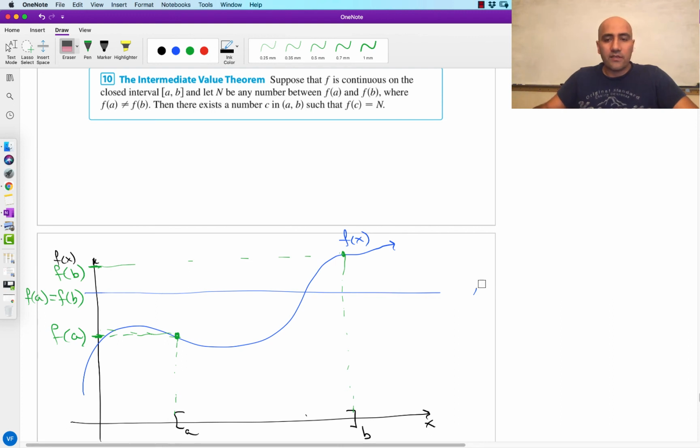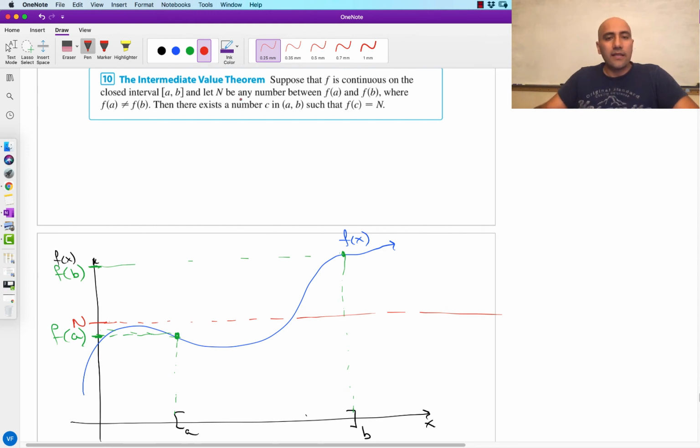Okay, but except for this case, in all other cases where you have a continuous function, they won't equal each other, then there will definitely be a gap here. F of b will not be equal to f of a, so there will definitely be a value n somewhere in here. It doesn't matter where, it doesn't have to be right in the middle. It could be, say, maybe around there. This could be my capital N right there, somewhere between f of b and f of a. So let's go across and see where that goes.